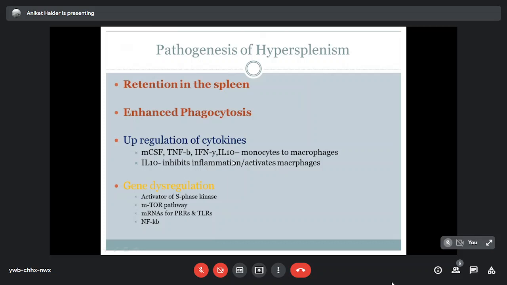Gene dysregulation has also been implicated in different aspects of hypersplenism, where there is activation of different genes like the S-phase kinase, the NF-kappa B, and the mTOR pathways. There is also literature on the increased activation of the mRNAs which are responsible for coding the different pattern recognition receptors and toll-like receptors on the macrophages, which ultimately causes the increased macrophage activation and enhanced phagocytosis.